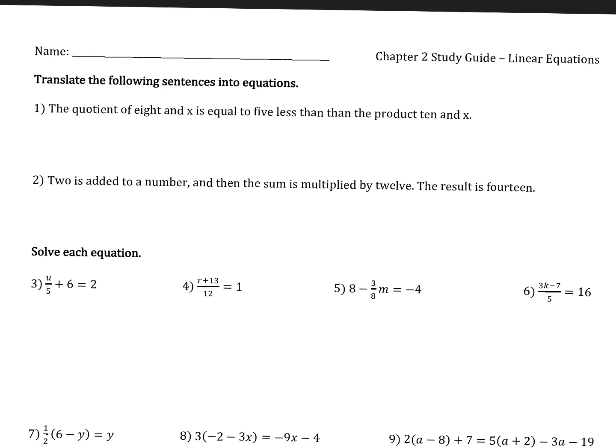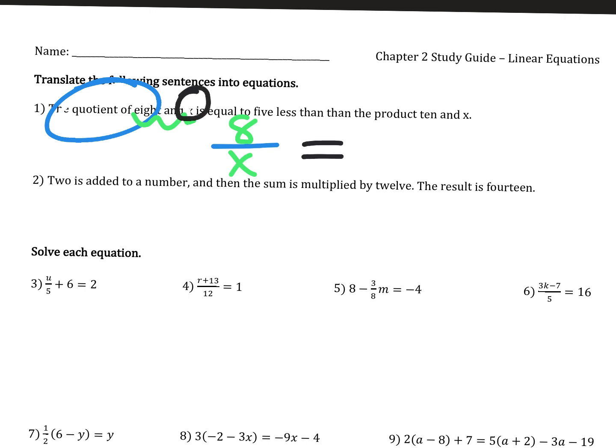Number 1, quotient. When you're finding the quotient of something, that means division. This says the division of 8 or the quotient of 8 and x. That means you're going to do 8 divided by x. Can we all agree that "is" means the same, is equal to? That one's pretty self-explanatory, right?